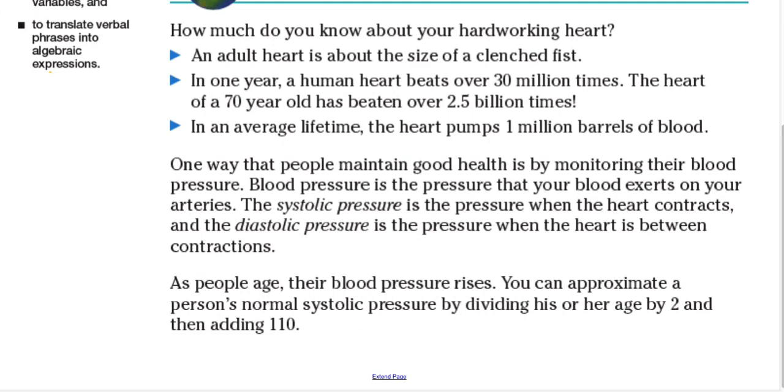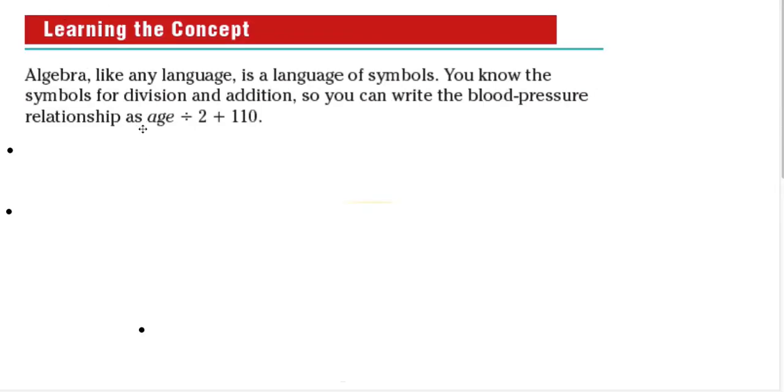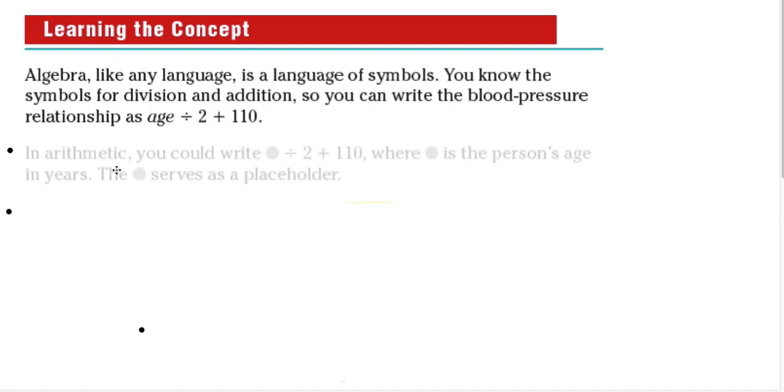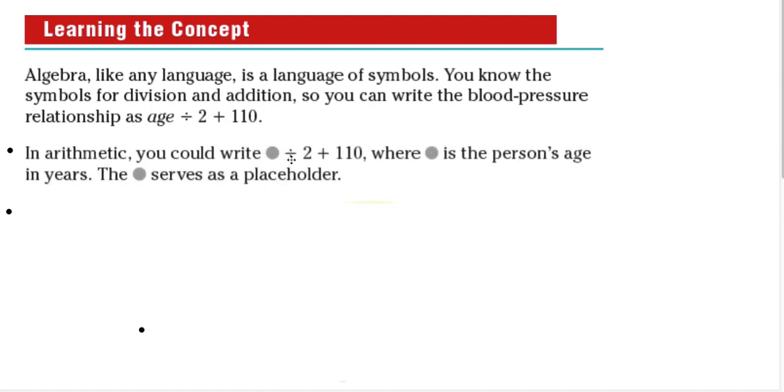Okay, so what does it have to do with our lesson? Let's find out. Algebra, like any language, is the language of symbols. You know the symbols for division and addition, so you can write the blood pressure relationship as age divided by 2 plus 110. So, in arithmetic, you could write circle divided by 2 plus 110, where the circle is the person's age in years. The circle acts as a placeholder in this case.